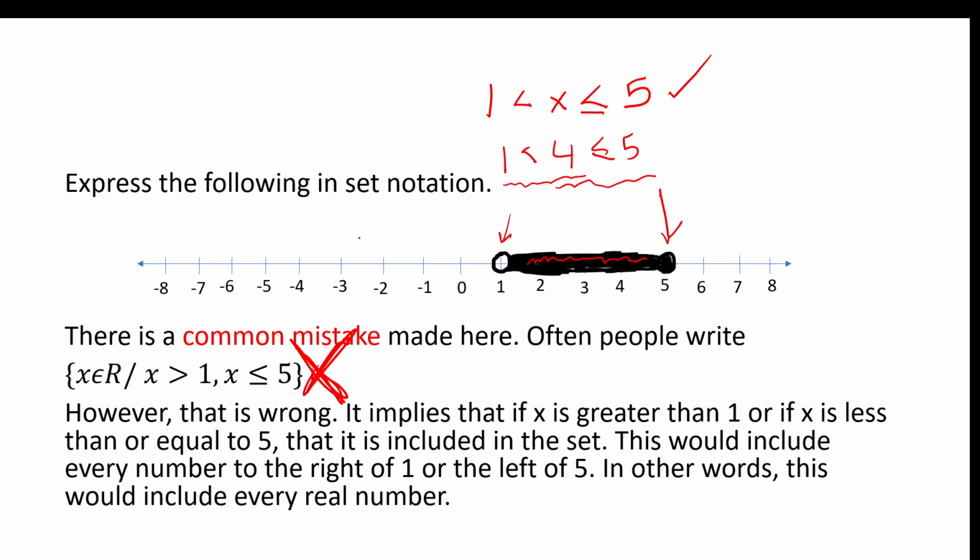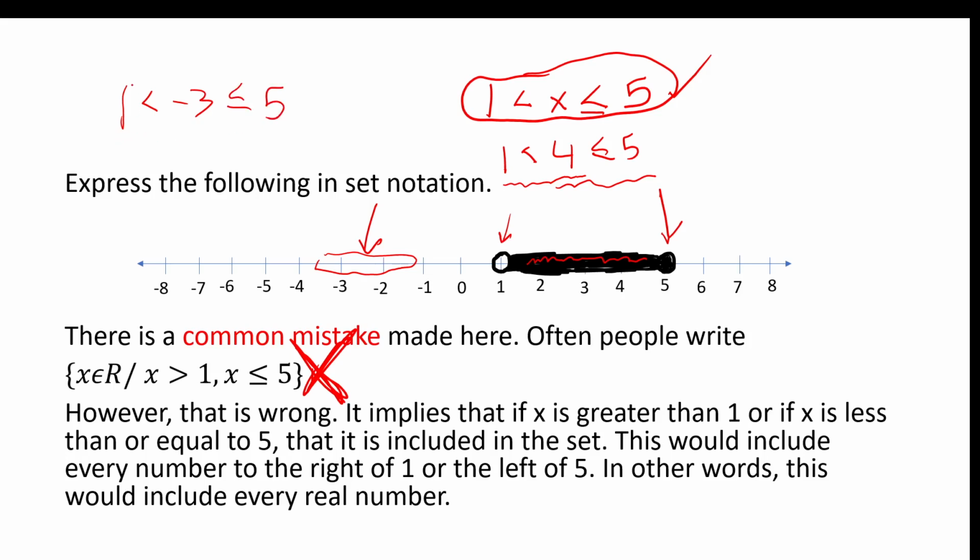But to show you that a number out here would make it false, let's try putting any number that's not shaded in into this little qualifier and see what happens. Let's say we choose the number -3. If I say 1 is less than -3 is less than or equal to 5, right away I have an incorrect statement. That means this whole thing's not true.